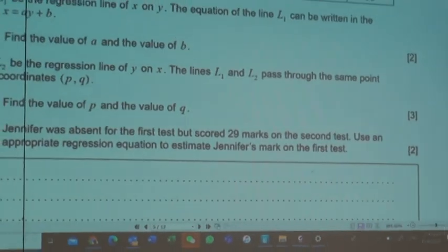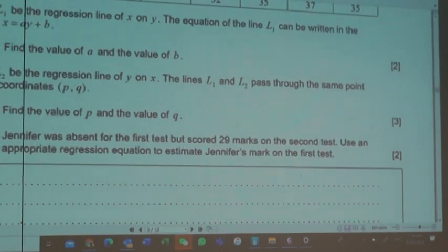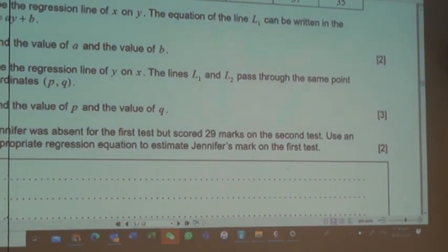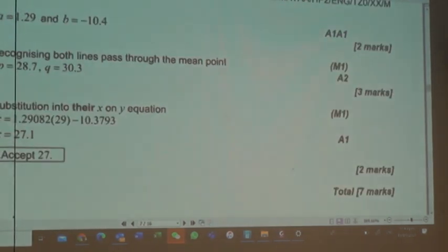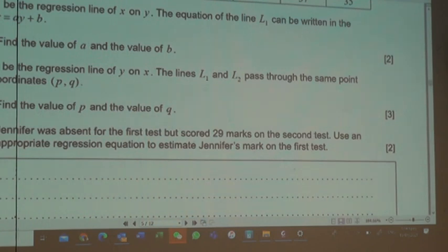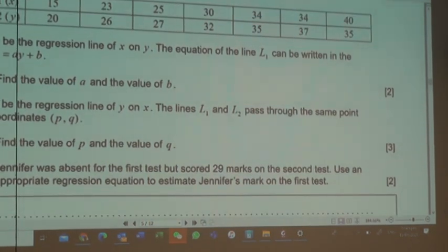Thank you. Now, I think the last is easy. Now you want to predict. Jennifer was absent for the first test, but scored 29 in the second test. This is just direct substitution because you have an equation already. Now, remember, the first test is x. Hello? The first test is x. The second test is y. This time around, you are predicting x from y.